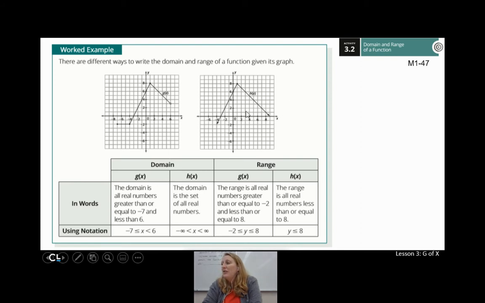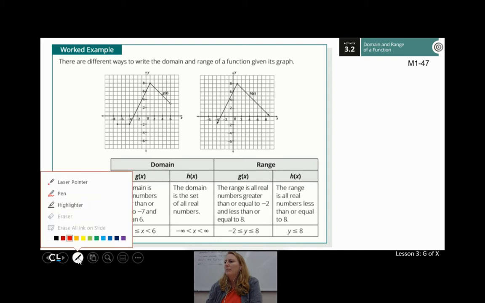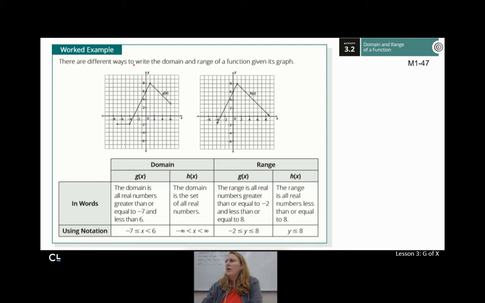The domain on the second graph is a little bit different. So here's, by the way, these aren't labeled well, but in case you can't tell, I'm gonna grab my pen. This is g of x. I know it's super tiny to see here, and this is h of x. So these are my two functions.